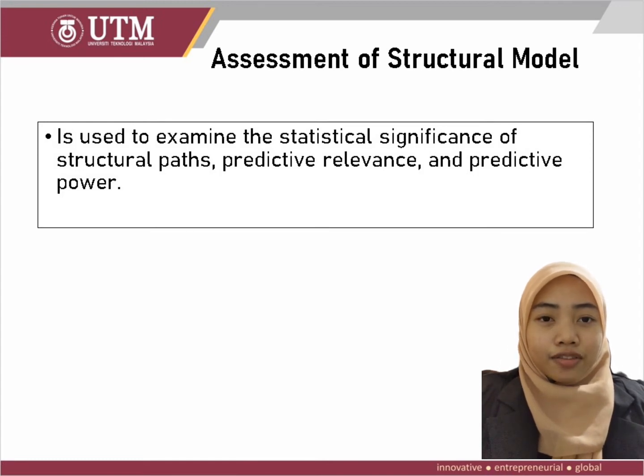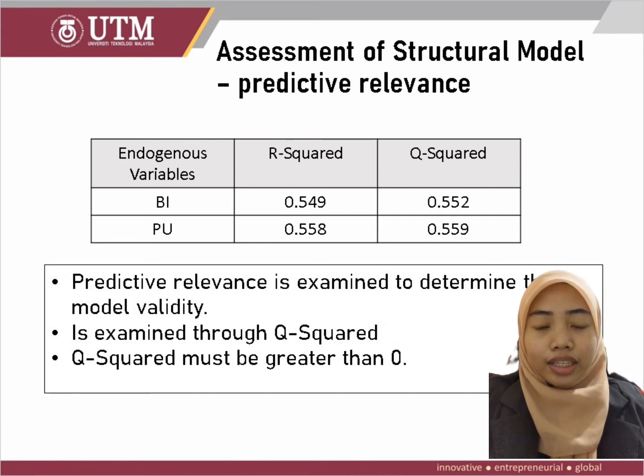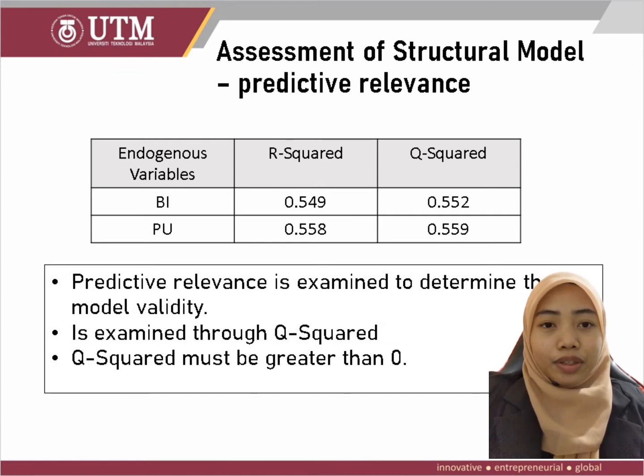Moreover, assessment of structural model. It is used to examine the statistical significance of structural path, predictive relevance, and predictive power. Predictive relevance. Predictive relevance is examined to determine the model validity. The model validity is examined through Q-square. The value of Q-square must be greater than 0. Based on the table, the Q-square for all variables are greater than 0. Thus, the model validity is achieved.